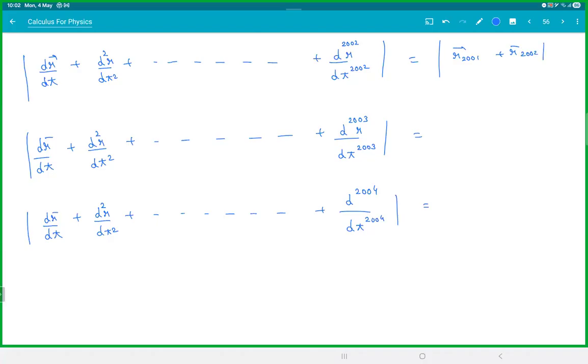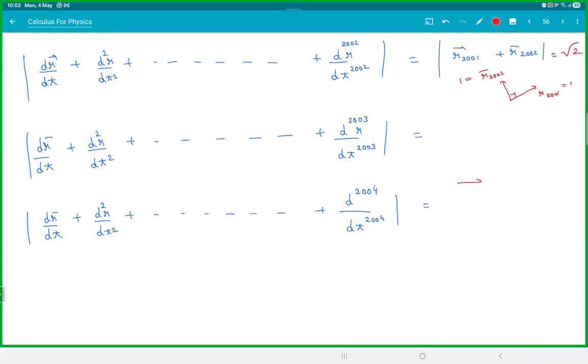So think about this, okay? How will these two vectors look like? R2001 will look like this, and R2002 will look like this. And both the vectors are perpendicular. If two vectors are perpendicular and the magnitudes are 1 and 1, what is the magnitude? The magnitude of 1 i cap plus 1 j cap is how much? Root 2, isn't it?